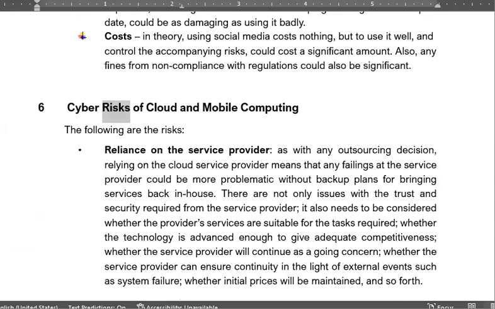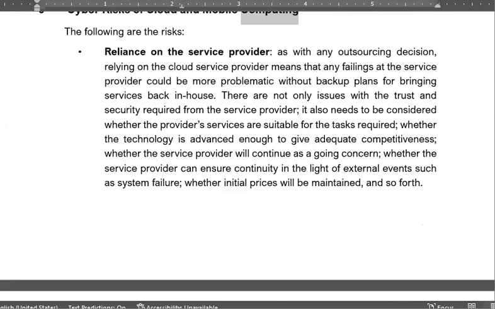6. Cyber risks of cloud and mobile computing. The following are the risks.